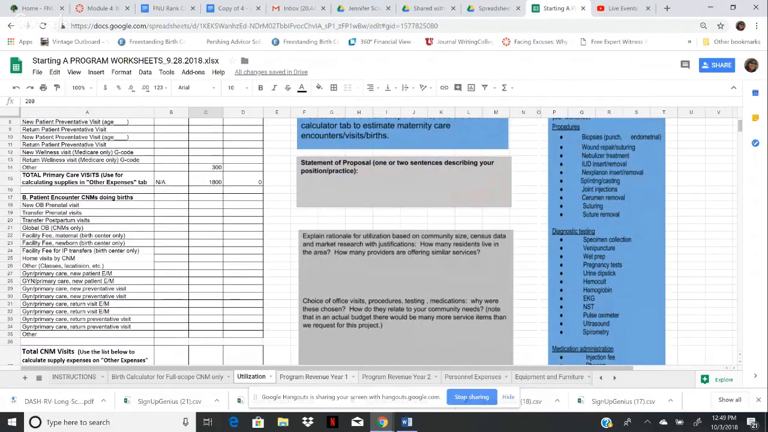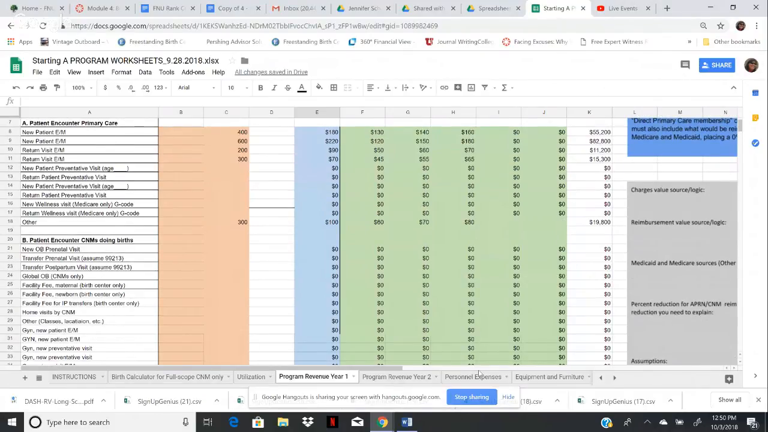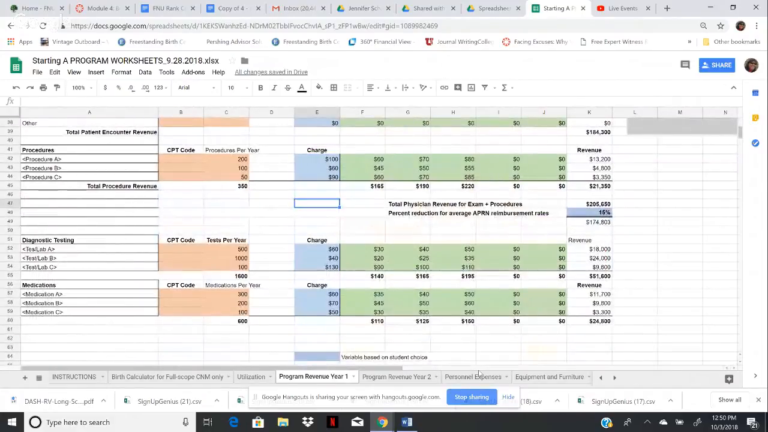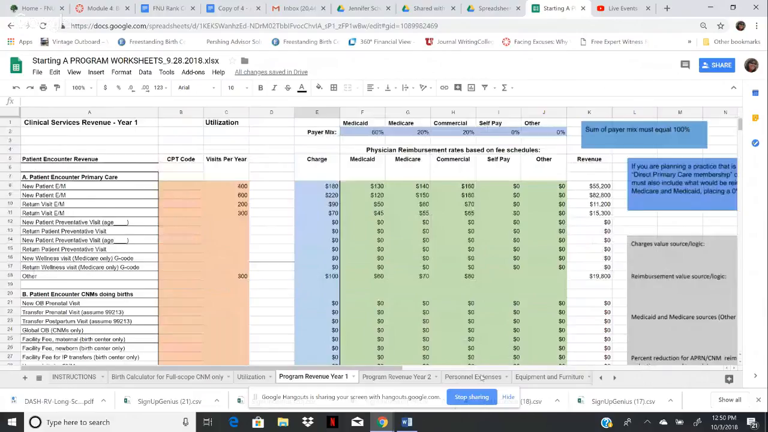All right, so let's move on to the program revenue year 1. This orange section will bring over the numbers from the utilization page. So we try to make this as easy as it can possibly be, though we know it's not an easy project, by building in some formulas for you and bringing over figures from previous pages. So hopefully that will help you. So you'll see that these numbers are populated from the utilization page, and down below as well, we have the procedures, diagnostic testing, and medications that are already filled in from the previous spreadsheet.